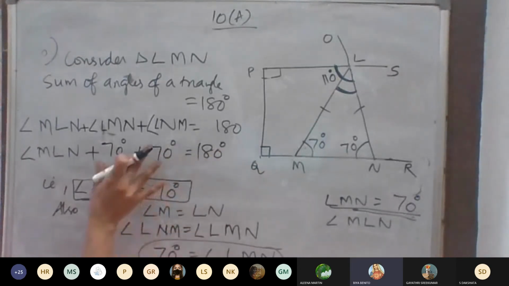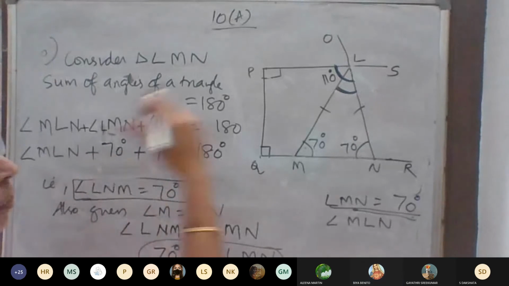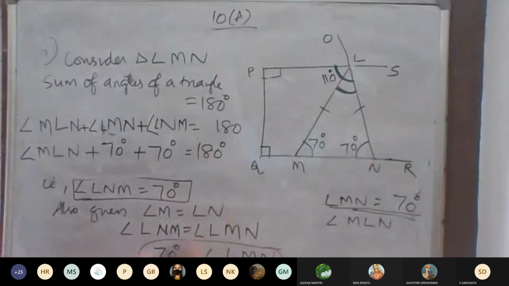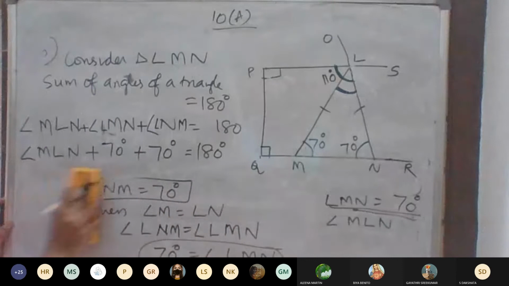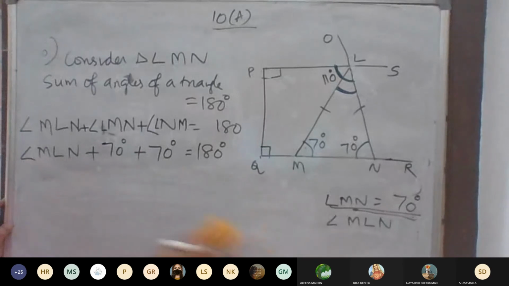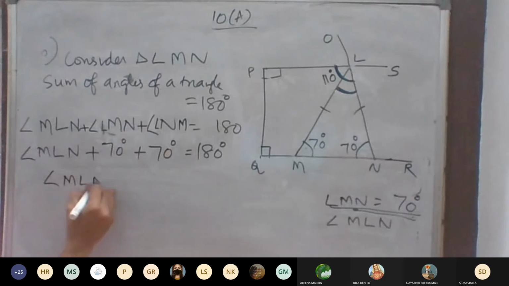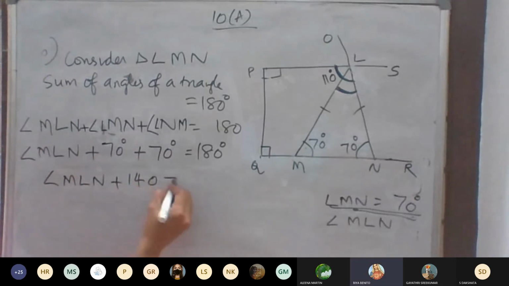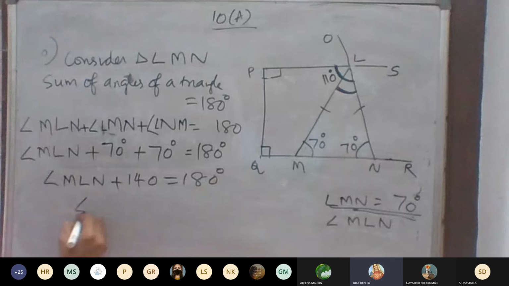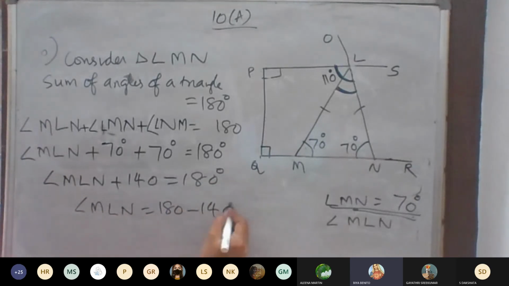As soon as you write this on this page, copy that in your figure. Then it will be easy for you to do the next problem. Otherwise we have to search here, so it is difficult. So angle MLN plus 140 degree is equal to 180 degree. Angle MLN is equal to 180 minus 140 degree, equal to 40 degrees.